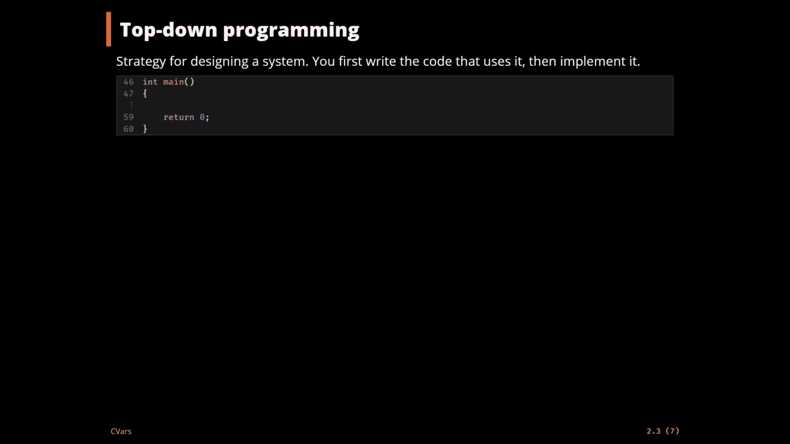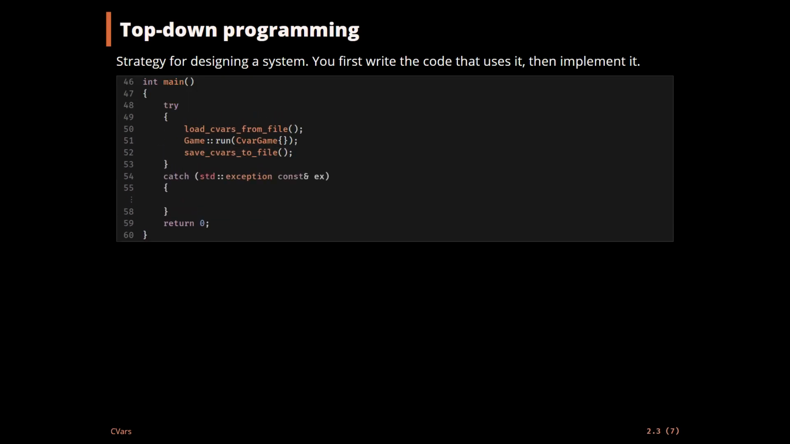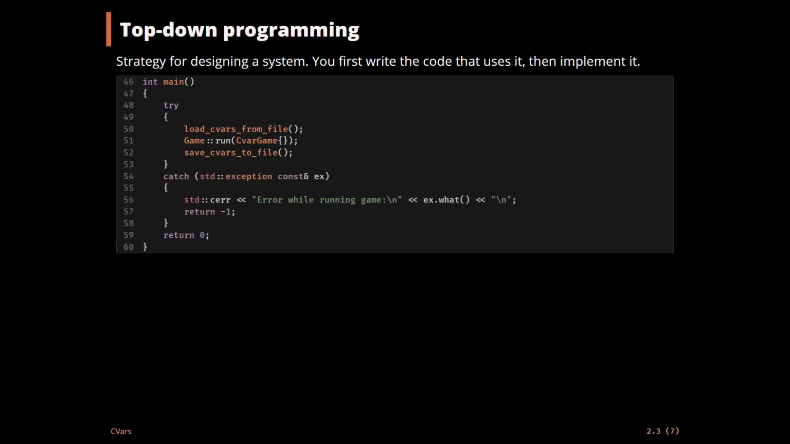So moving on. One more thing we need to do is actually start the game. And the way I'll start the game is I'll first load all the CVars from a file. I'll then call game run, which is going to just run the game. And then I'll store the CVars back to the file. Any questions? Great. So, we wrap all of that in a try-catch just so that errors get printed out to cerr, so the standard error output.